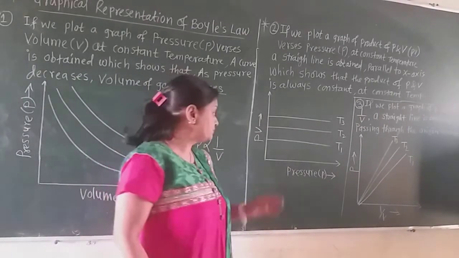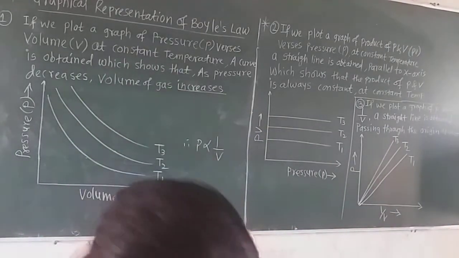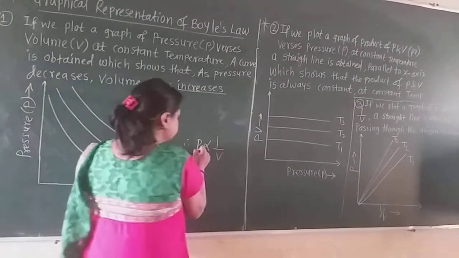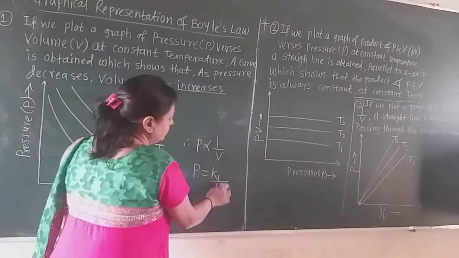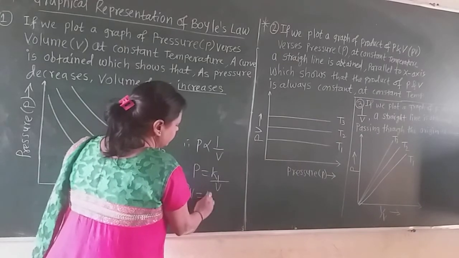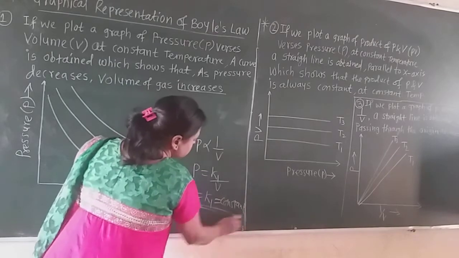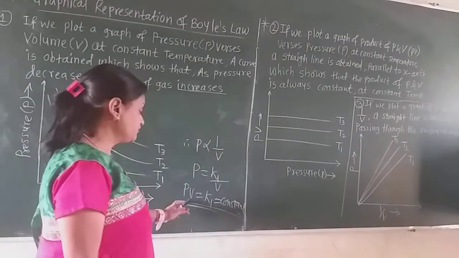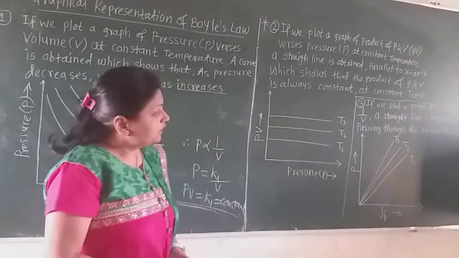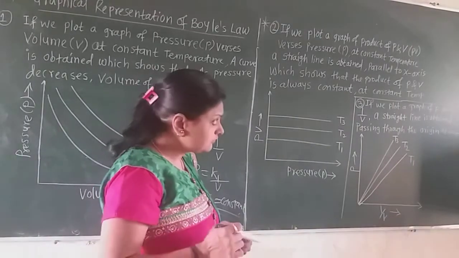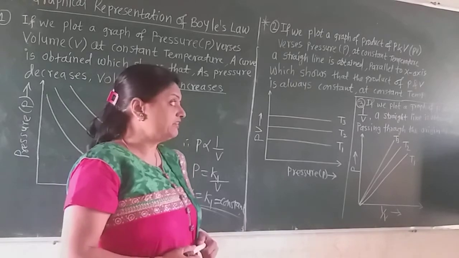This proves that the product of pressure and volume is always constant, because pressure is equal to K1 divided by V. Now if this V goes here, PV is equal to K1, that is equal to constant. This proves Boyle's law, that the product of the pressure and volume is always constant.